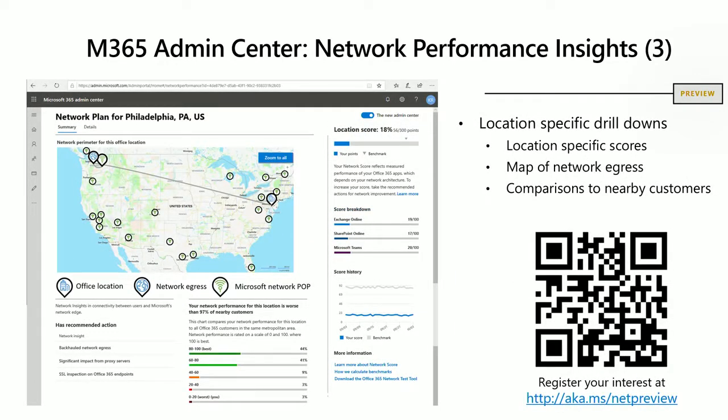The location drill down also allows you to visualize some of the network paths that the users are taking. Again, in this example, the Philadelphia office is suffering from excessive backhauling, where the users in Philadelphia are being backhauled half across the country to the remote proxy server, while Office 365 locations and Microsoft Network entry points are literally in the same metropolitan area. So there's a lot of gains to be had once the customer implements direct and local egress.